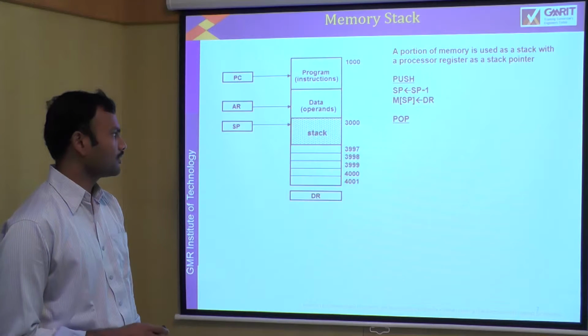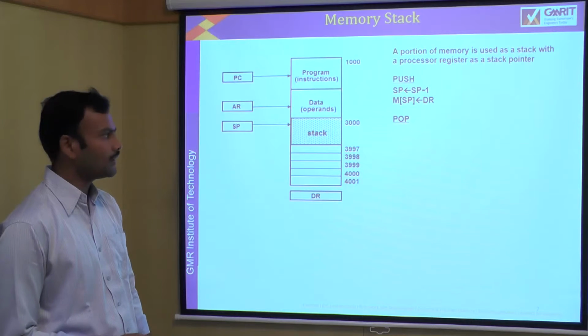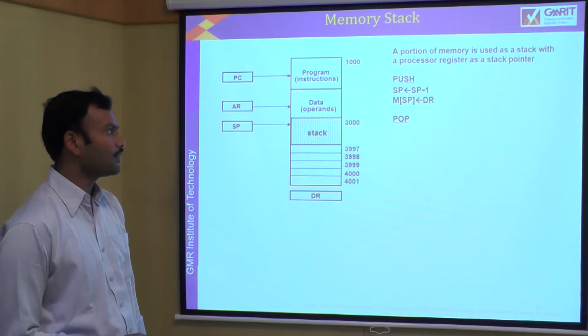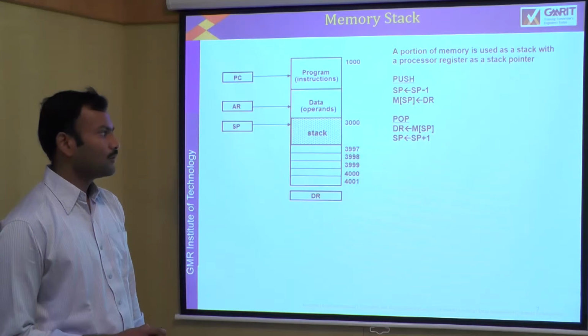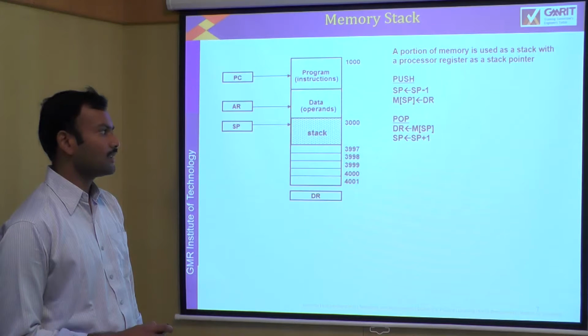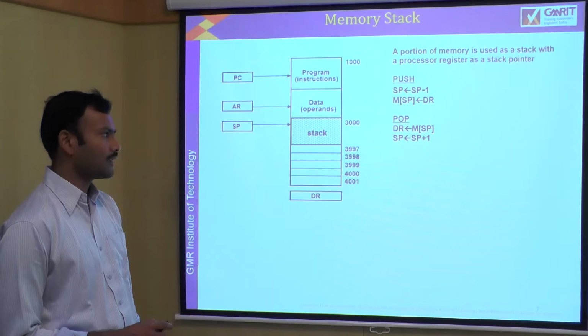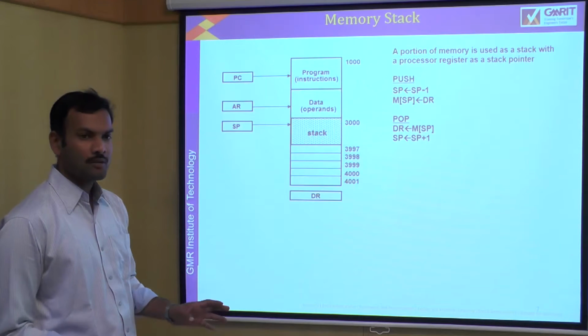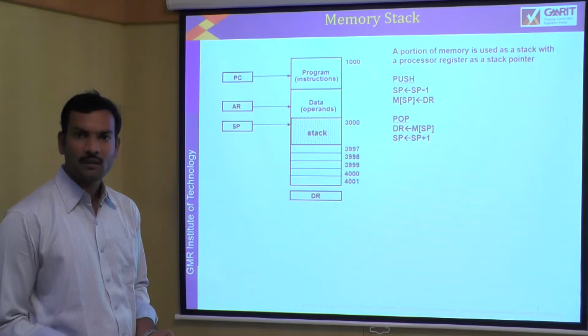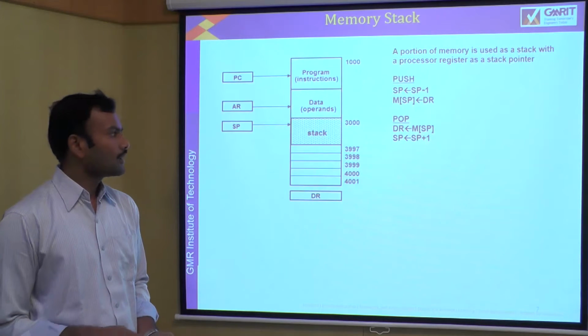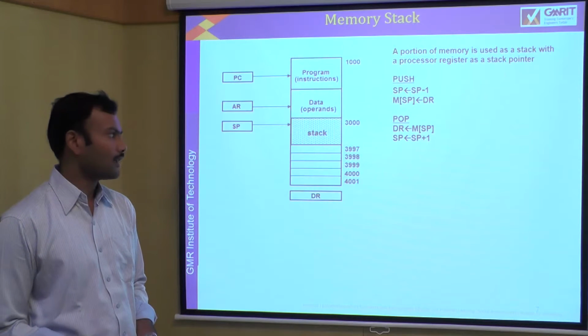Similarly, pop operation. So pop operation is nothing but removing an element, and here we need to increase the stack pointer by 1. So before that we need to store the data that is there in the top of the stack into the data register. After that we need to increase the stack pointer by 1. Now here the computer will not check any conditions to check the stack overflow and underflow.